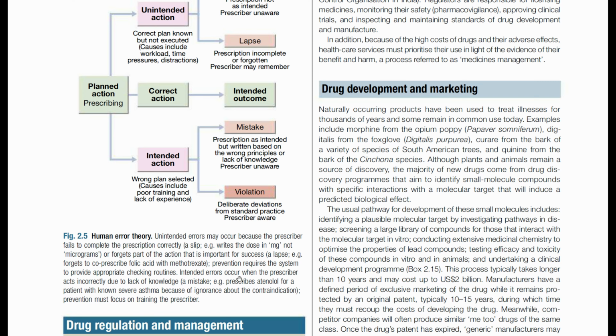Intended errors occur when the prescriber acts incorrectly due to lack of knowledge. A mistake, for example, prescribes atenolol for a patient with known severe asthma because of ignorance about the contraindication. Prevention must focus on training the prescriber.